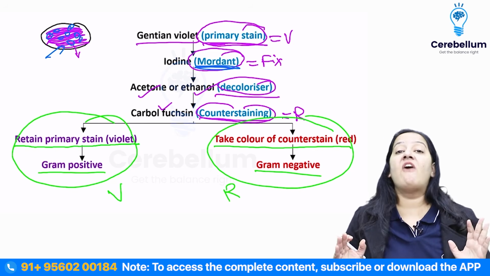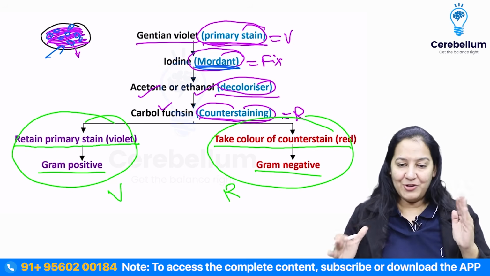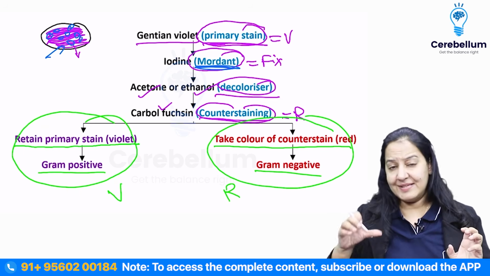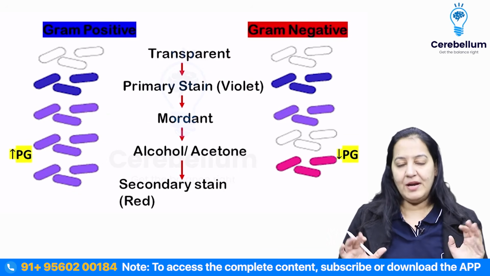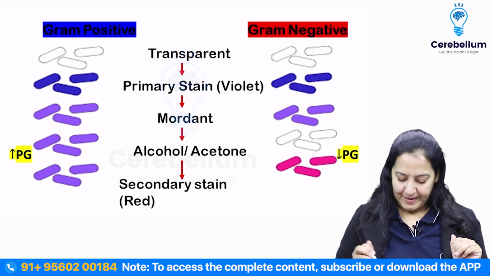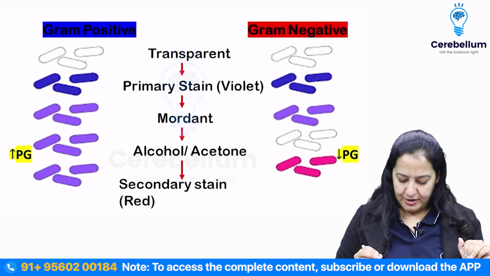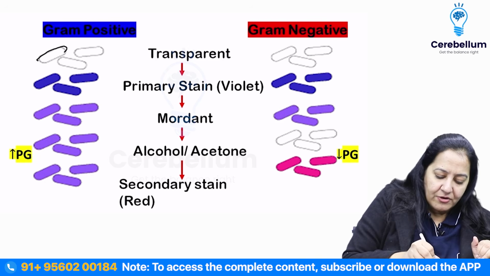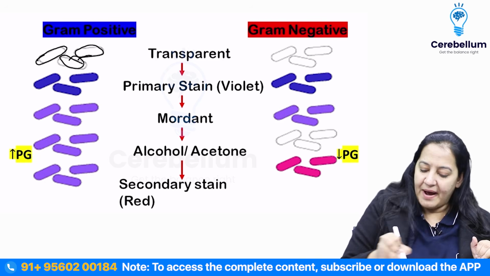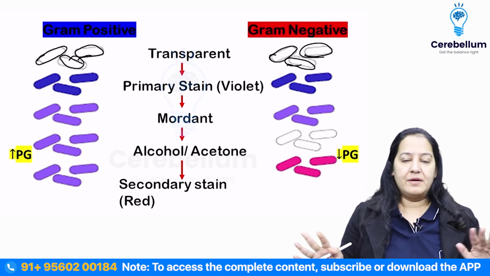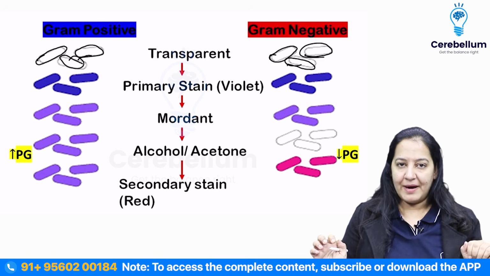Now, you may be thinking, why? Why are there 2 different types of bacteria? Some are taking the primary stain and some are taking the secondary stain. So let me show you the principle also here. Can you see a beautiful diagram here? Let me explain this diagram to you. You can see here the bacteria are transparent. You can see the bacteria are transparent here also. We know all bacteria are transparent. So on both sides we can see transparent bacteria.